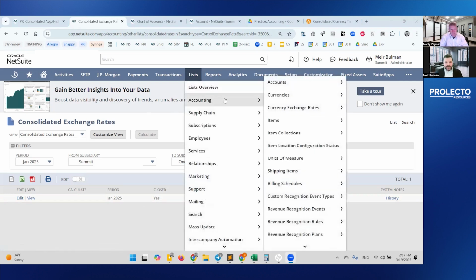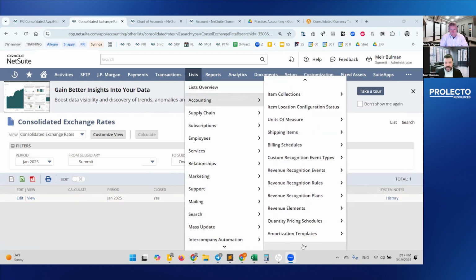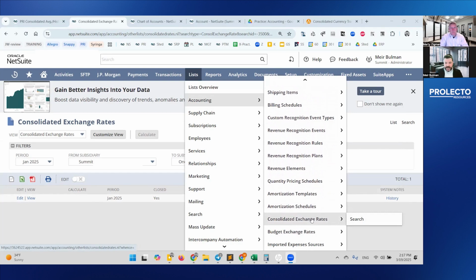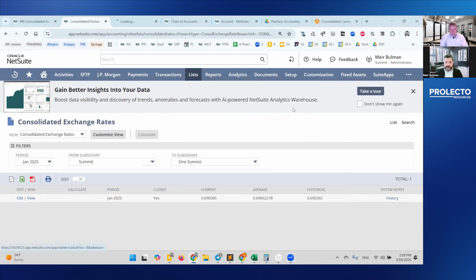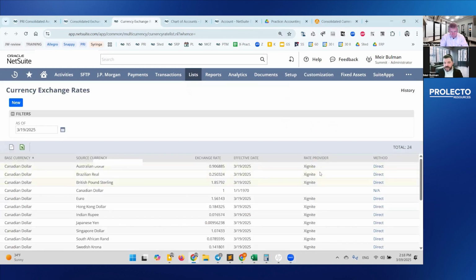That's right. So in the lists accounting menu, there's really two tables that speak to this. The one we're looking at now is the consolidated exchange rate table. But what NetSuite does to produce the current rate is it looks up the rate using the standard currency exchange rate table. And most companies are using NetSuite's automatic lookup, right? They've got their rate provider.